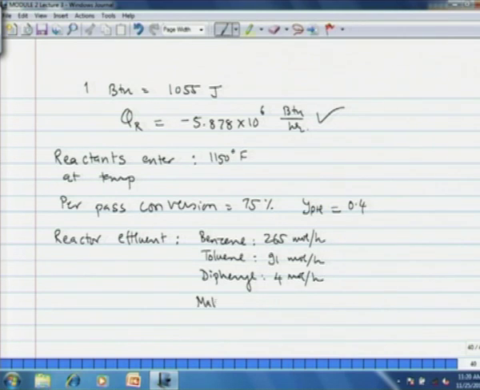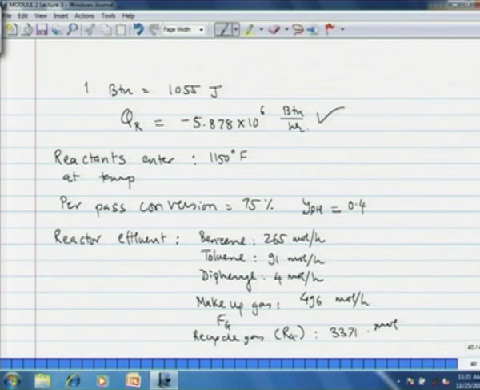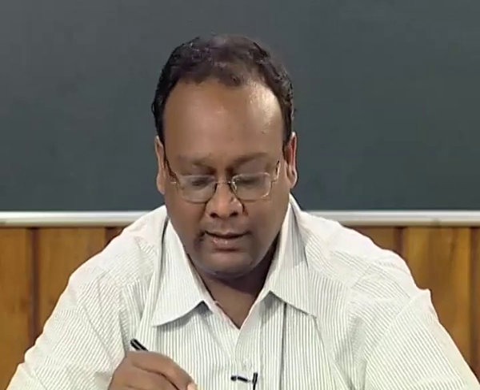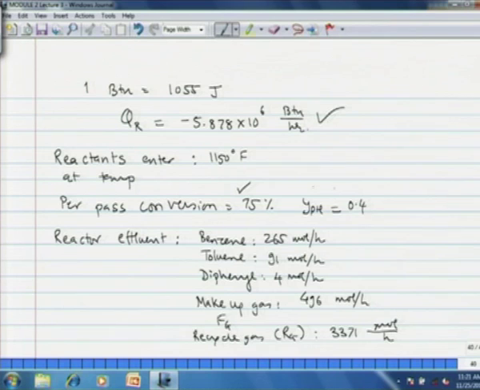We have to give the makeup gas Fg as 496 mole per hour, and the recycle gas Rg would be 3371 mole per hour. Now I am writing these figures directly, but you can very easily calculate these figures by putting these numbers into the expressions that we have derived earlier.